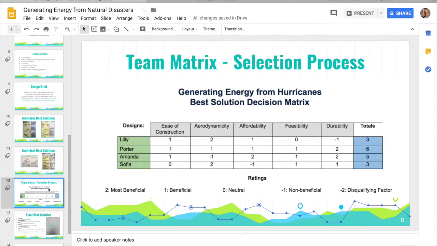The team matrix is actually at the heart of the innovation part. So for example, ease of construction. These specific criteria identify how you're going to evaluate the designs. Here's a little rating system, from most beneficial to disqualifying factor. It's important to have a rating system that's easily understood by the team.